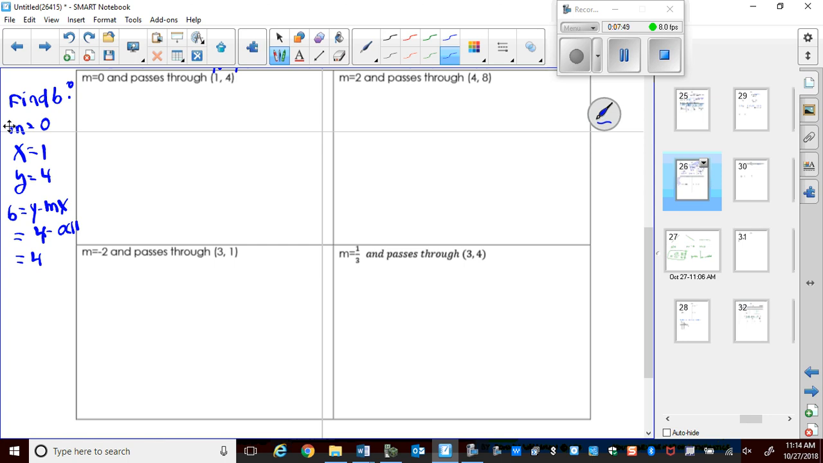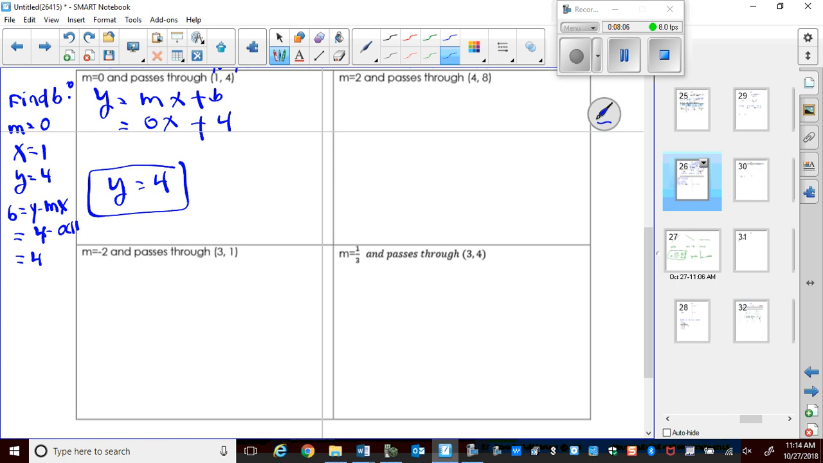So I want to write my equation. I have m, I have b. Y equals mx plus b. Y equals 0 times x plus 4, or y equals 4 is my equation. And I'm done.